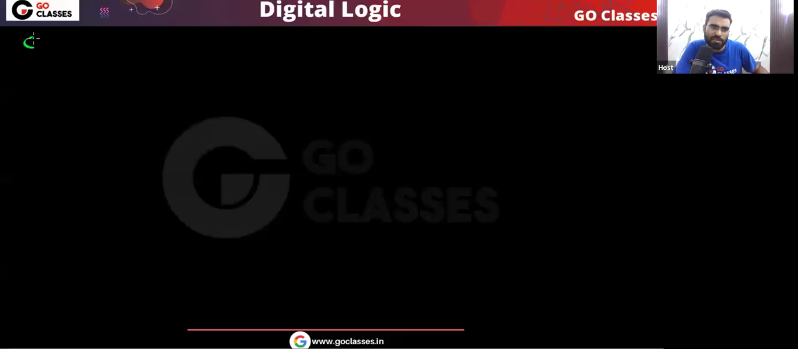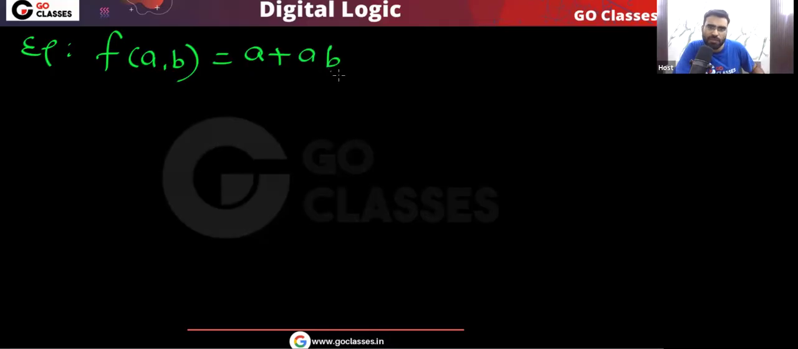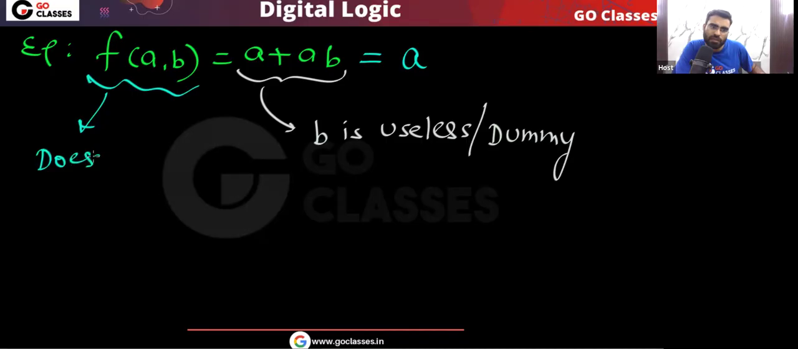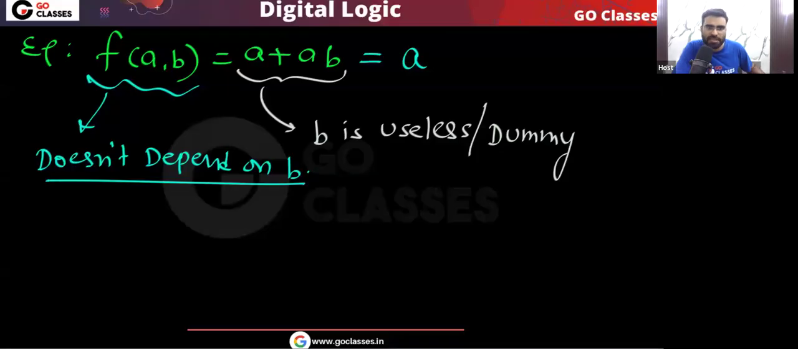What are the useless variables? For example, look at this function: a or ab. Can you notice that b is useless here? Why? You can also call it a dummy variable. Here b is useless because you already know that this is the same as a. So this function doesn't depend on b. Yes or no? This function doesn't depend on b, so you can say that b is useless.